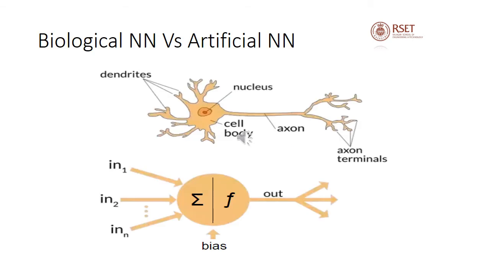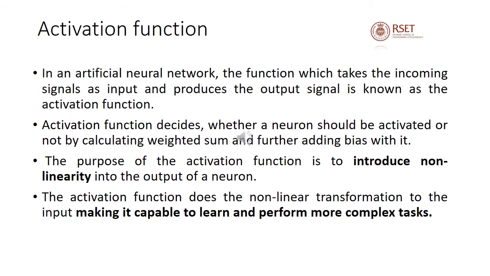So in this slide, let's see what is the difference between biological neural network and artificial neural network based on the representation. In the slide, you can see the different parts in a biological neural network: dendrite, cell body, nucleus, axon and axon terminals. The dendrites act like an input, and the nucleus and cell body act like a bias value. The axon is equivalent to the output in an artificial neural network.